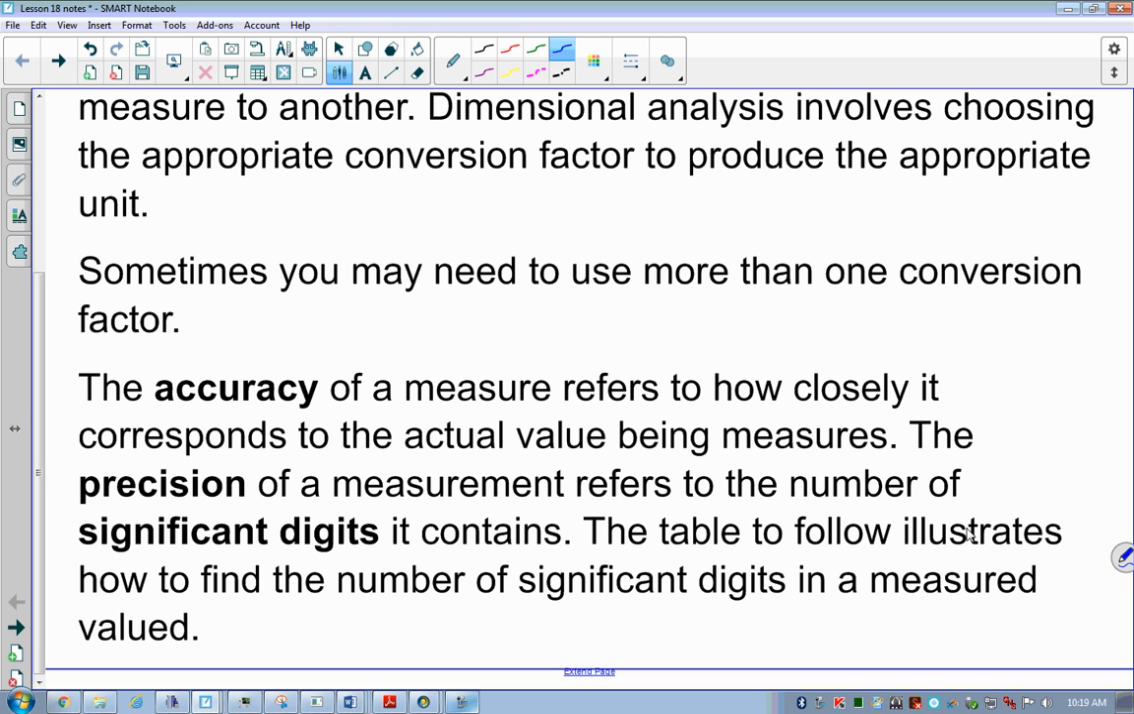Okay? So if we're talking about, I'm trying to think of what term we've used. Percent error. Percent error is based upon accuracy. What percentage or how close was I to the real answer? Okay? But precision is different. The precision of a measurement refers to the number of significant digits it contains.